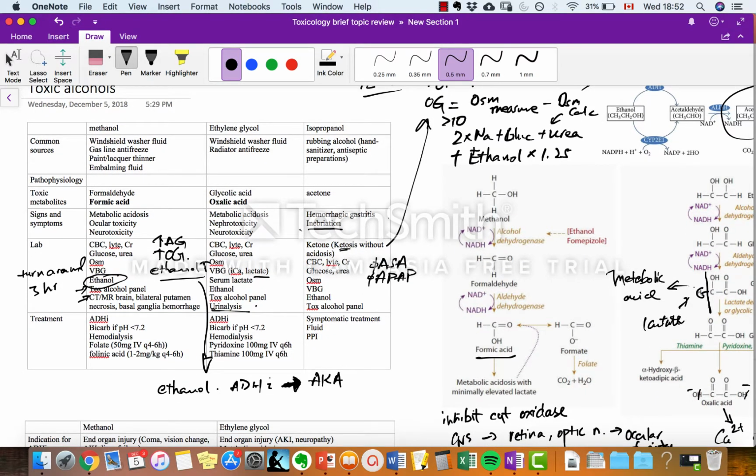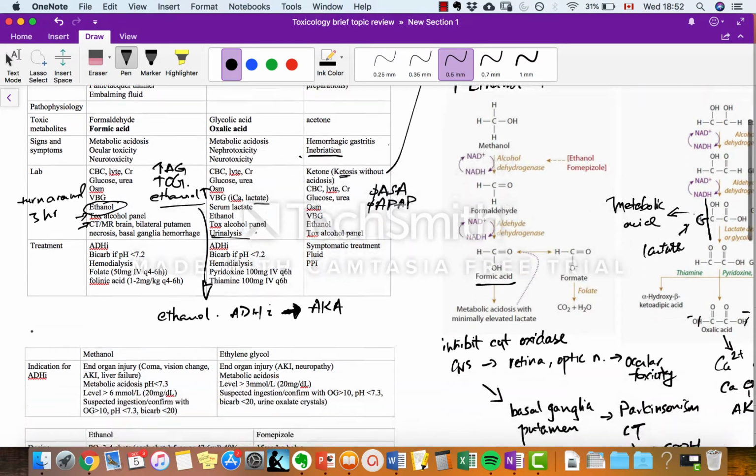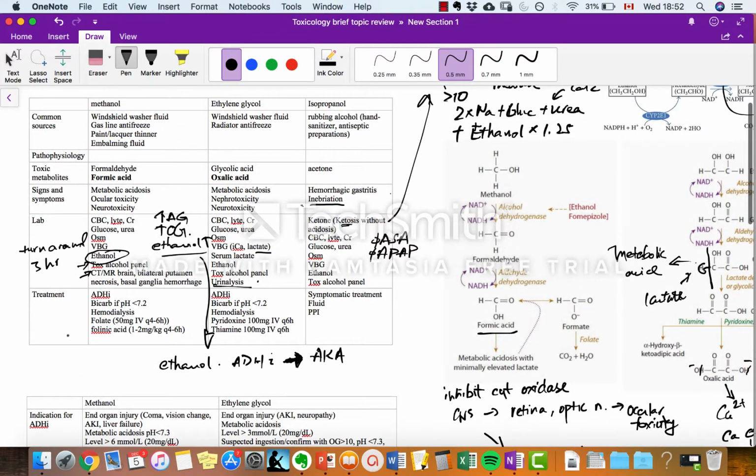All right, so lastly, let's talk about treatment. Treating toxic alcohol, there's a few key steps. Number 1 is your alcohol dehydrogenase inhibitor. Number 2 is your bicarb. Number 3, dialysis. Number 4 is your cofactors. So only a few things.